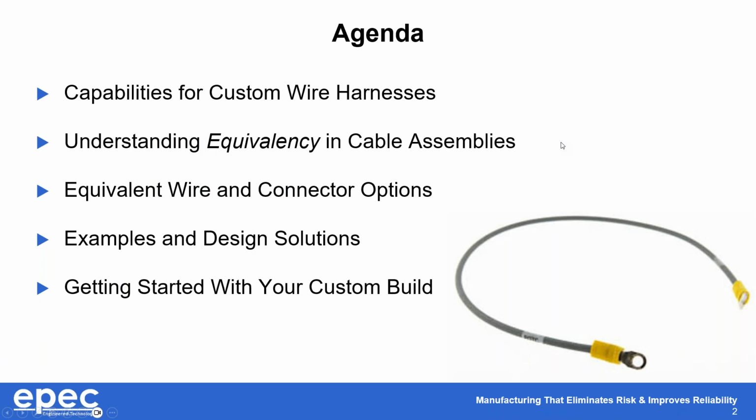So a bit about the specifics we're going to touch on today. First will be some capabilities for our wire harnessing division. Next, we'll be talking about equivalency in cable assemblies, what that means and how it can benefit your product cost and timeline. Next, we'll be talking about some specific wire and connector options as well as some design solutions for your project. Lastly, we'll go through the specific steps to get started with your custom build.